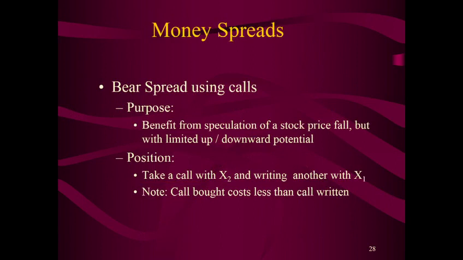Okay, so we look then at what is called a bear spread. Now, a bear spread is taken by buying a higher strike and selling a lower strike. So a bull spread is taken by going long on the lower strike, going short on the higher strike. A bear spread is going long on the higher strike, going short on the lower strike.